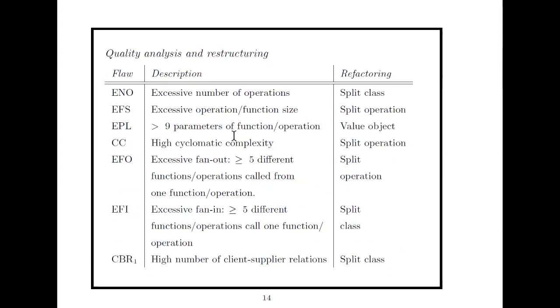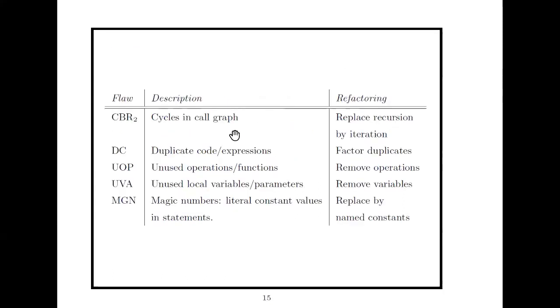Here, for example, for quality analysis and restructuring, we have many technical debts that we have addressed and how we refactor to solve these issues or to minimize the number of flaws. For example, for ENO, the excessive number of operations, we try to split classes, while, for example, for high cyclomatic complexity, we split operations. Also, here we have other flaws. For example, duplicate code expressions, we refactor using factor duplicates just to make sure that the code is located in one place instead of having it in many places, and so on.